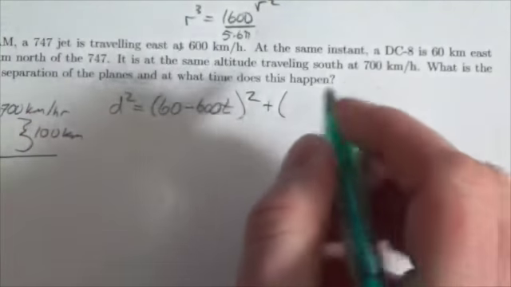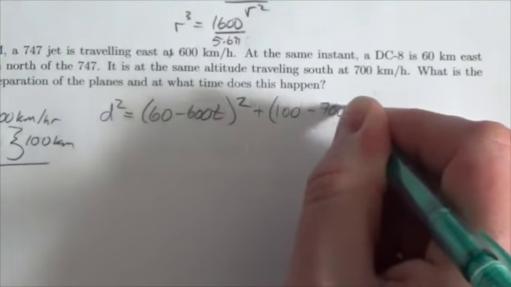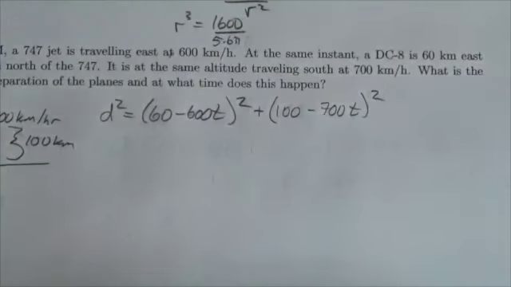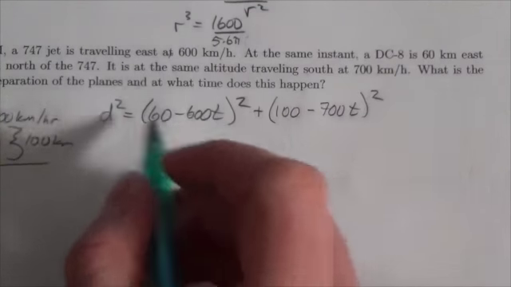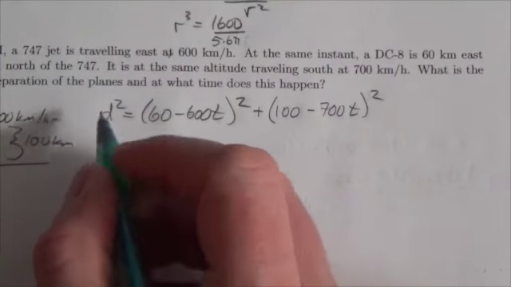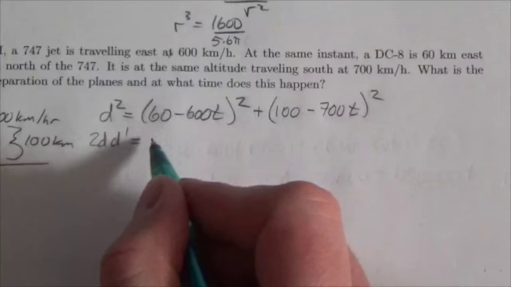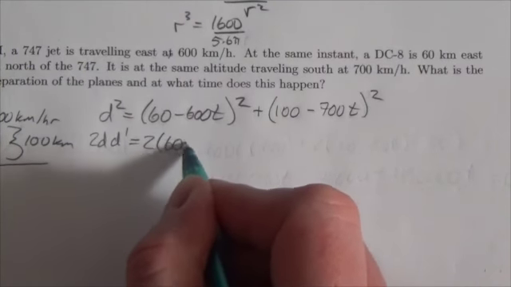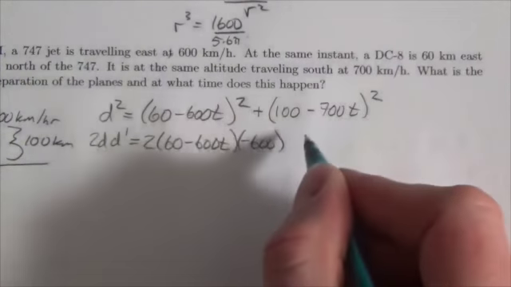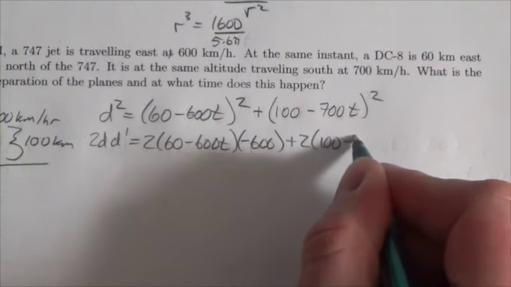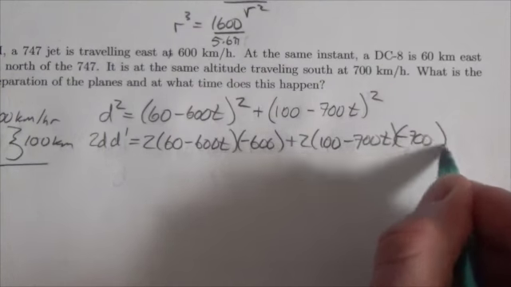Now, by the exact same logic, that other plane is going to start at 100 kilometers up, and it's going to lose 700t, all squared. Now that we've got a relationship here between distance and time, what we'll do is we'll take the derivative, implicitly really. Take the derivative with respect to time. This will be 2 times (60 − 600t) times −600, plus 2 times (100 − 700t) times −700.